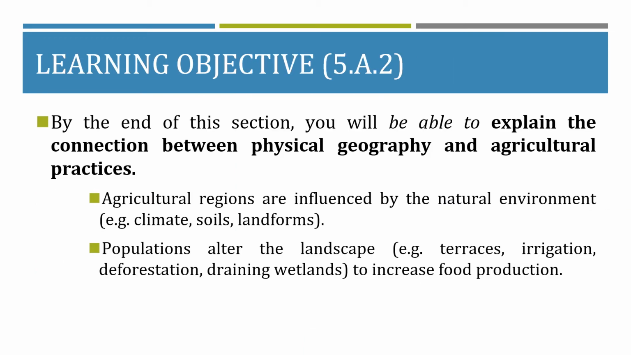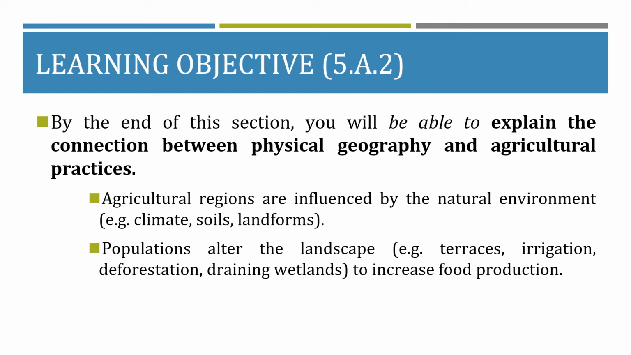By the end of this next section, you'll be able to explain the connection between physical geography and agricultural practices. Agricultural regions are influenced by the natural environment. We can only grow things that work in certain places: climate, soil, landforms, etc. Populations also alter the landscape. So in some places where you need flat land, but there isn't any, humans have learned how to do things like terrace farming in order to make that work. We've also moved water to places where it's not naturally through irrigation.